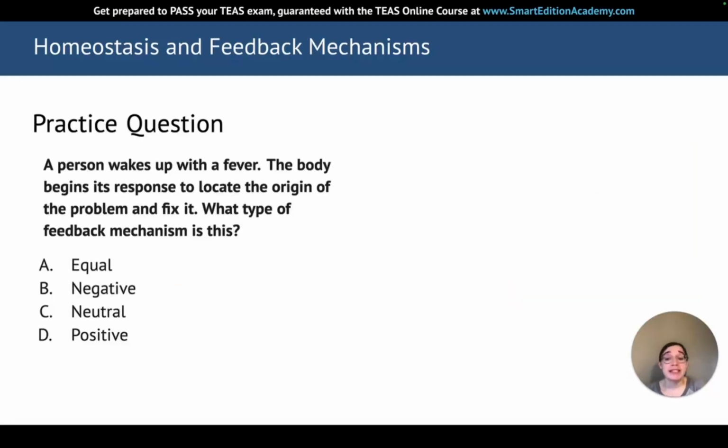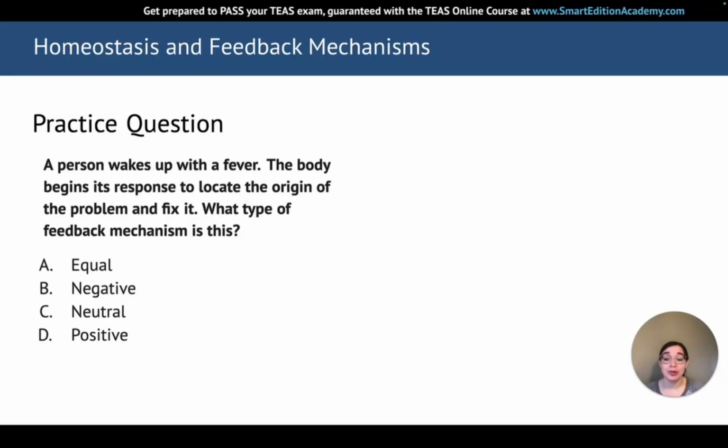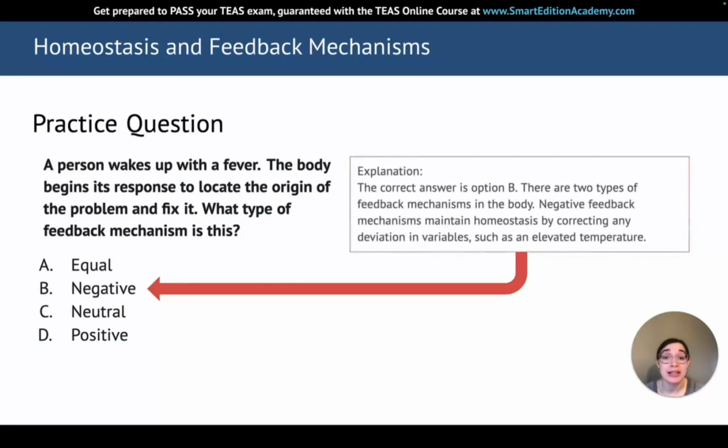A person wakes up with a fever. The body begins its response to locate the origin of the problem and fix it. What type of feedback mechanism is this? Is it A, equal? Is it B, negative? Is it C, neutral? Or is it D, positive? And the correct answer here is option B. This is a good example of a negative feedback mechanism.